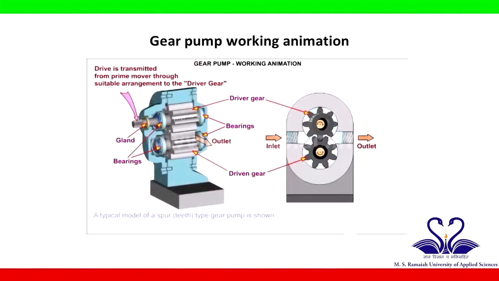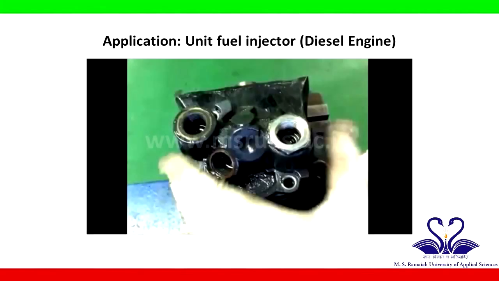In the gear pump, drive is transmitted from the prime mover through a suitable arrangement to the driver gear. The driven gear, which is in mesh with the driver gear, also rotates. At the suction side, the gears unmesh, allowing the fluid to get trapped between the teeth and the casing. At the discharge side, the gears mesh back and force the liquid out with high pressure. An application for the gear pump is fuel injection in a diesel engine.